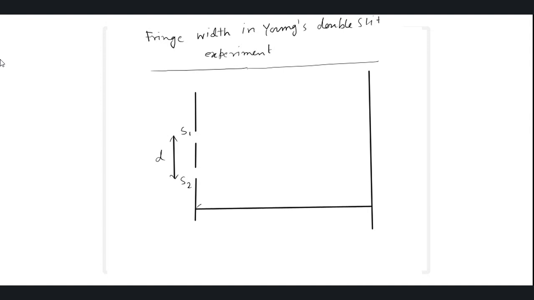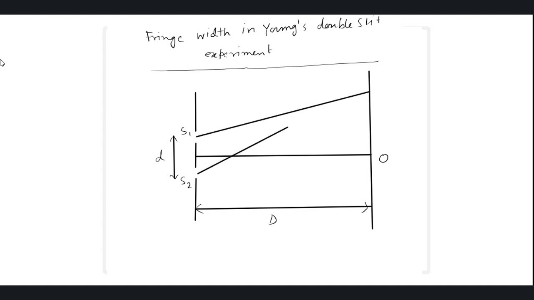The central point means the point on the screen at which the path difference of all the rays coming from S1 and S2 is 0. That is, we will get a bright fringe there. So let the rays be S2P and S1P.